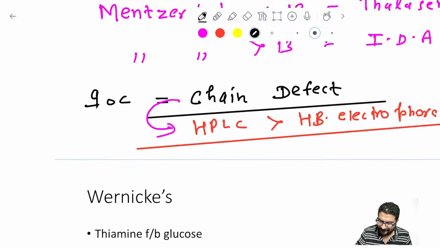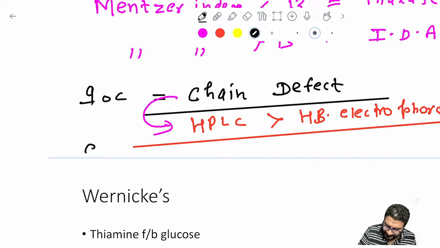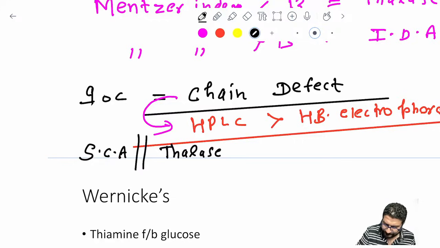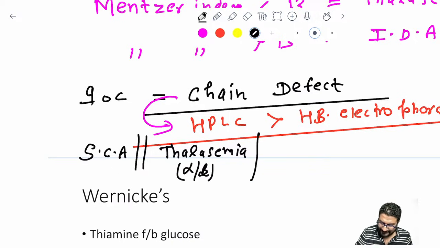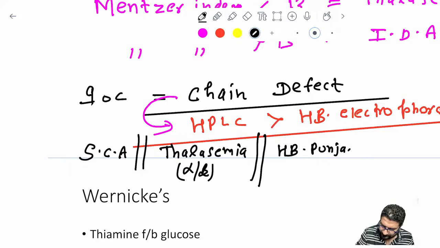Now we have to see where we have chain defect. Chain defect you will see in a patient with sickle cell anemia. Chain defect you will see in a patient with thalassemia, both alpha and beta. The same thing you will see where? In hemoglobin Punjab. Done? This is hemoglobin Punjab. We also call this hemoglobin Punjab, or Los Angeles hemoglobin.